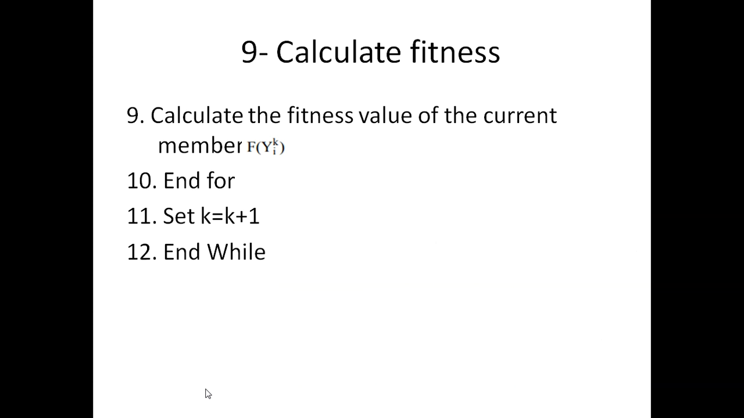After that, we will calculate the fitness value of the current member, whatever the member's current position is, and then we will repeat the loop. This will be performed for the second member, then the third member, then the fourth member, and so on. After completion of this task for all members, we will increase the iteration count, that is K, by 1, and this process will happen again for all the members until we meet the ending condition of the loop, and finally we will end the loop.